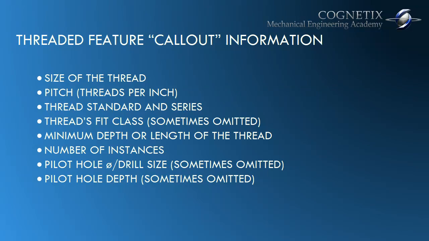So we have a threaded feature callout, and it, per the standard, needs to come with the following information: the size of the thread, the pitch, which is the threads per inch, the thread standard and series that it adheres to, the thread's fit class, which is sometimes omitted, the minimum depth or length of the thread, depending on are we talking about an internal thread or an external thread, the number of instances of the threaded feature, and what is sometimes omitted as well, and we'll talk about this later on in this video, is the pilot hole diameter or drill size along with its depth.